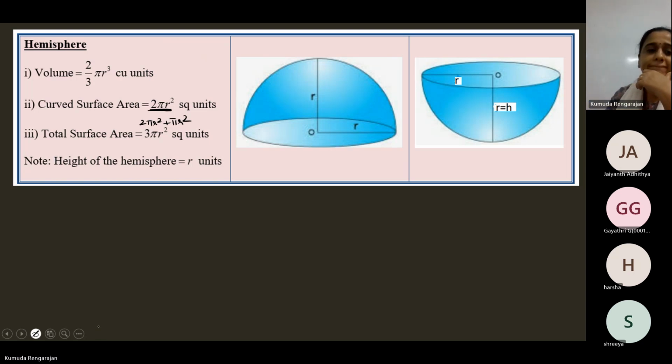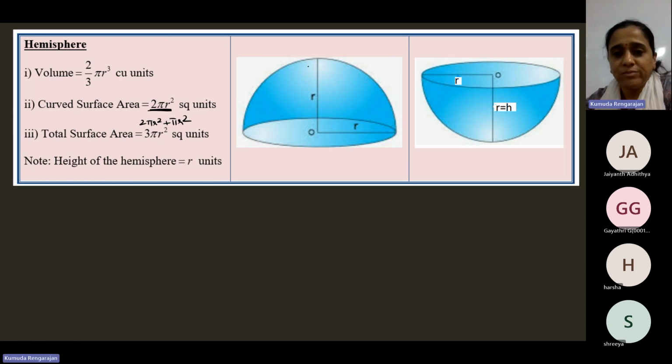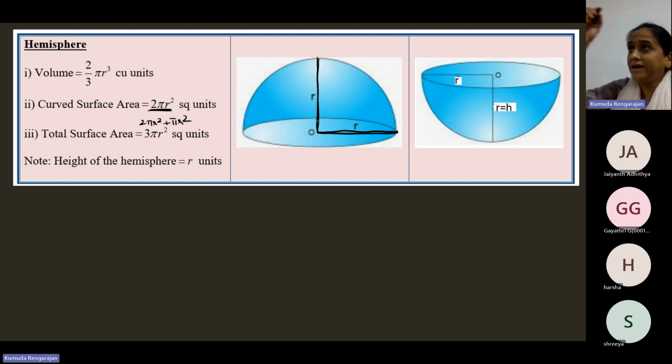In the case of a hemisphere, the height of the hemisphere is equal to its radius. In the case of a sphere, height is equal to r plus r, 2r units. For a hemisphere, the height is equal to the radius, r.